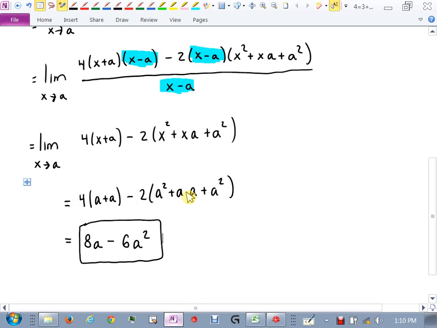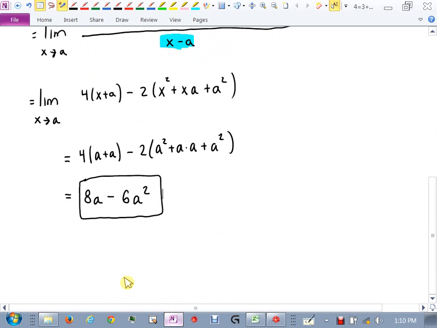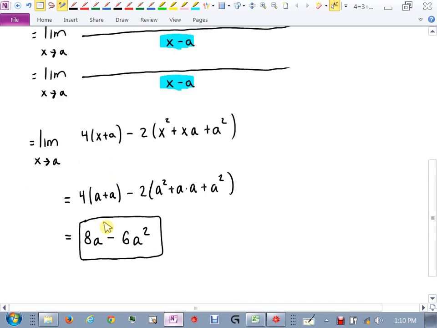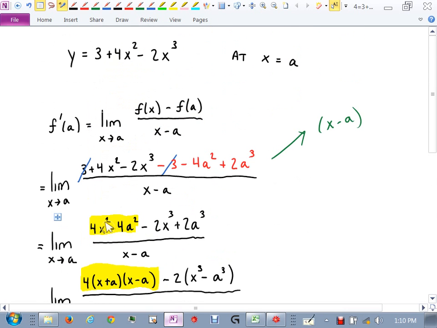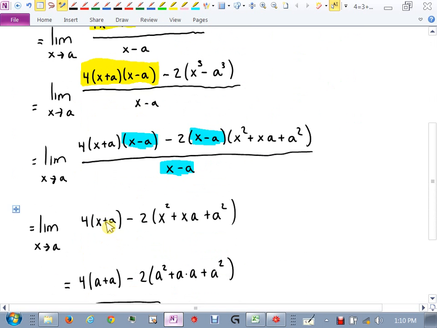From this is a squared right here. So a squared plus a squared plus a squared is 3 of them. Then times negative 2, that gives you negative 6. Now, do you remember I said we're going to... right here? A plus a is 2a. Then, yeah, it's addition. No, it's okay. We good?